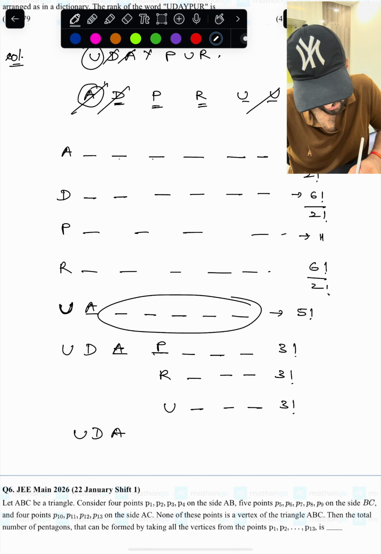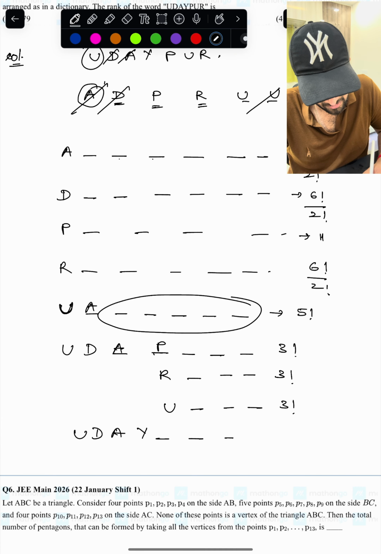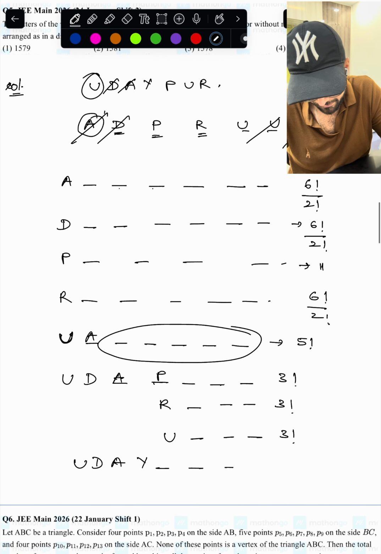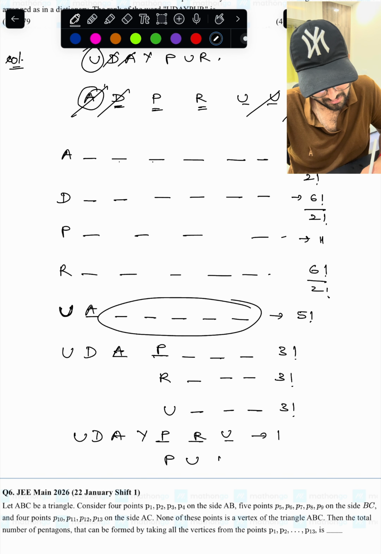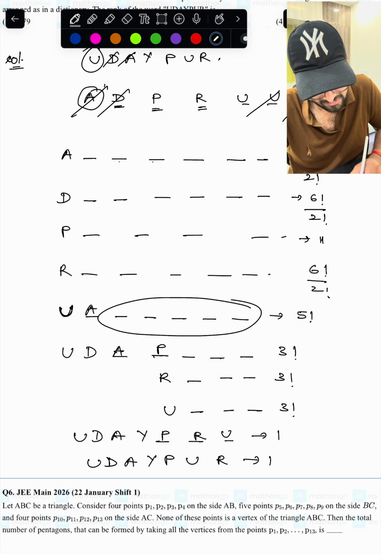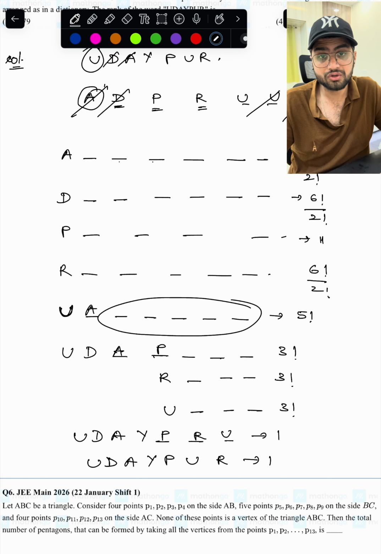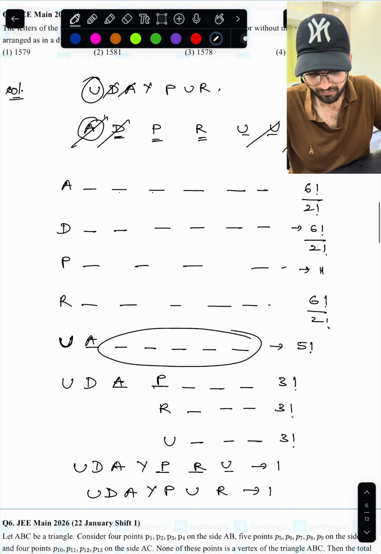After U we have our Y. So now Y will be fixed. After that Y is fixed already. Next, after that we have P. We can have PRU, that is 1 letter, or PUR, that is the last letter, and that last letter is Udaipur. So now you need to calculate the total number of words formed.